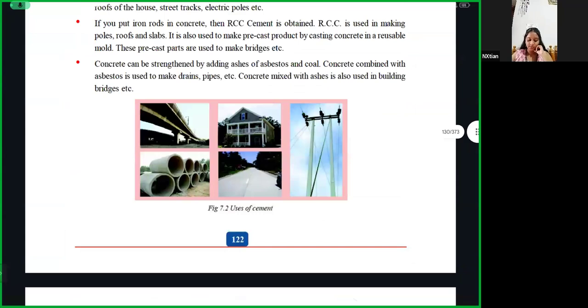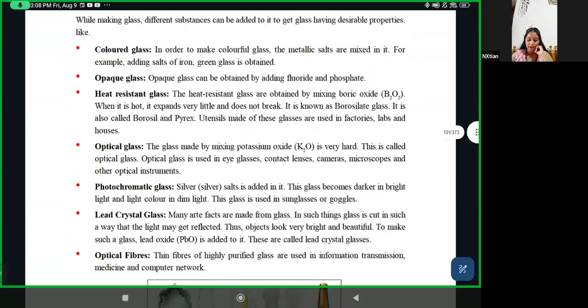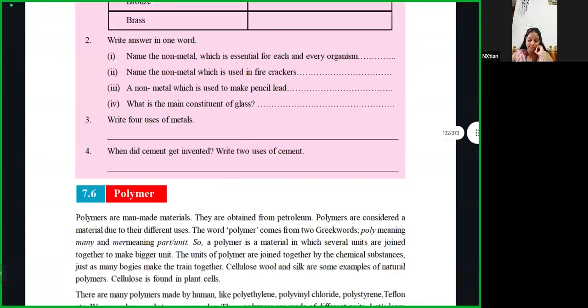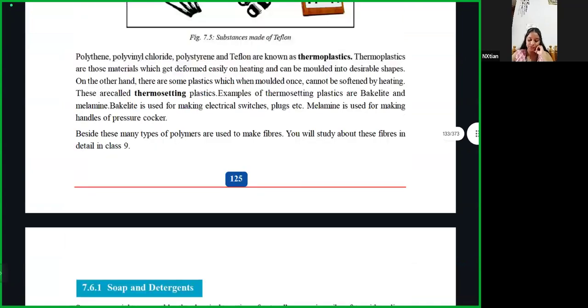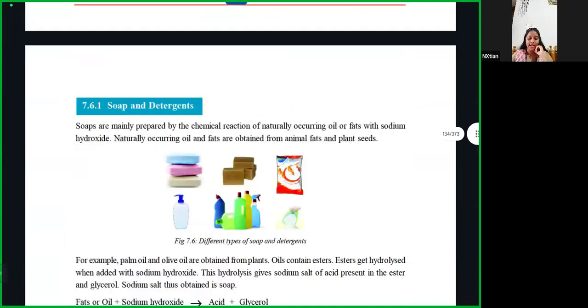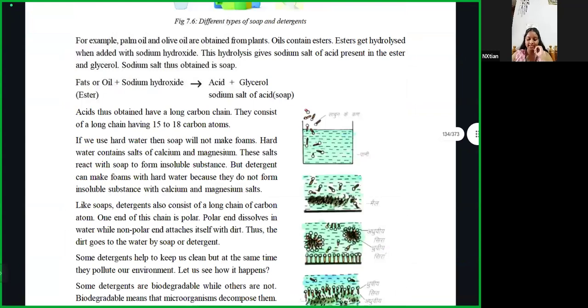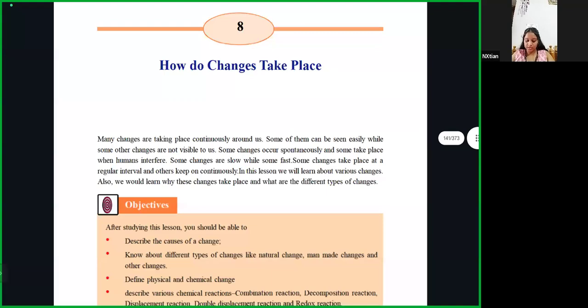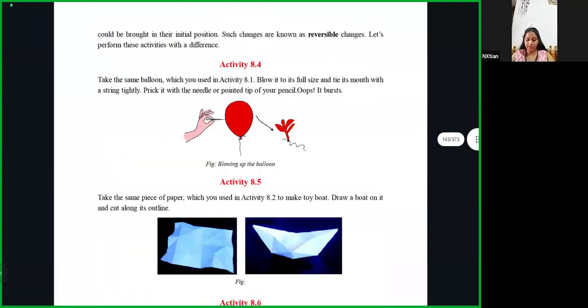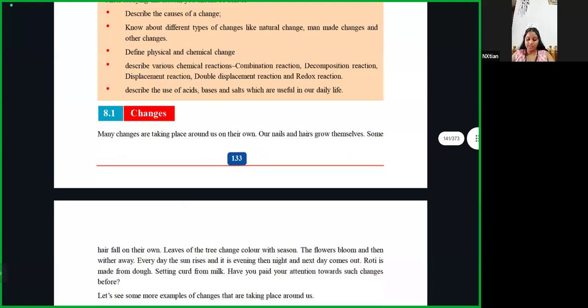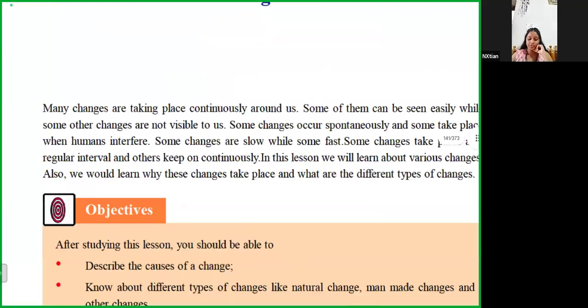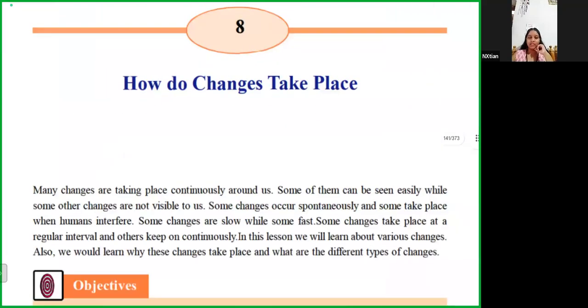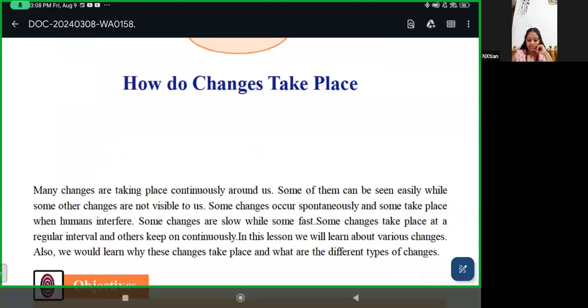We did polymers in the last class. We did soap and detergents, and we did fertilizers and pesticides. So we had finished with that chapter. Today we will talk about the chapter on changes, your eighth chapter. How do changes take place?